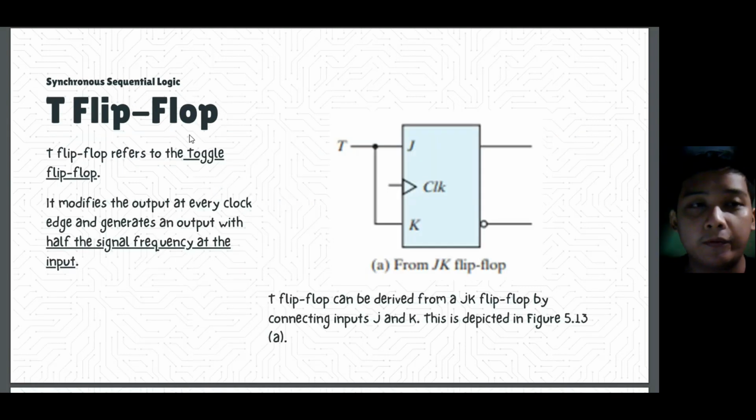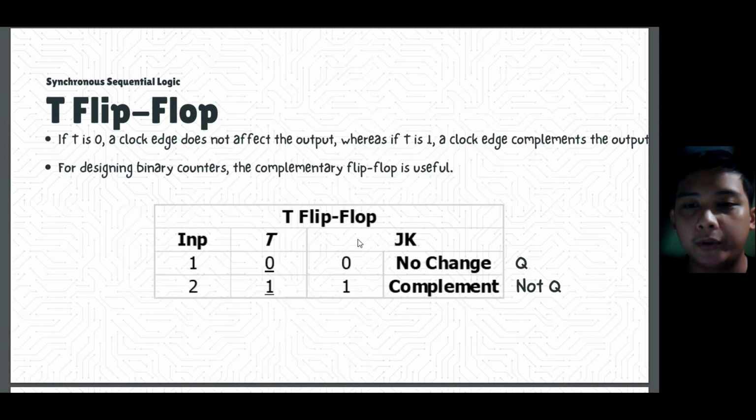T flip-flop refers to toggle flip-flop. It modifies the output at every clock edge and generates an output with half of the signal frequency at the input. As you can see in the picture, the toggle flip-flop is a complementary flip-flop that can be derived from a JK flip-flop by connecting inputs J and K. This is depicted in figure 5.13. So the T flip-flop can be derived from a JK flip-flop by connecting inputs J and K.